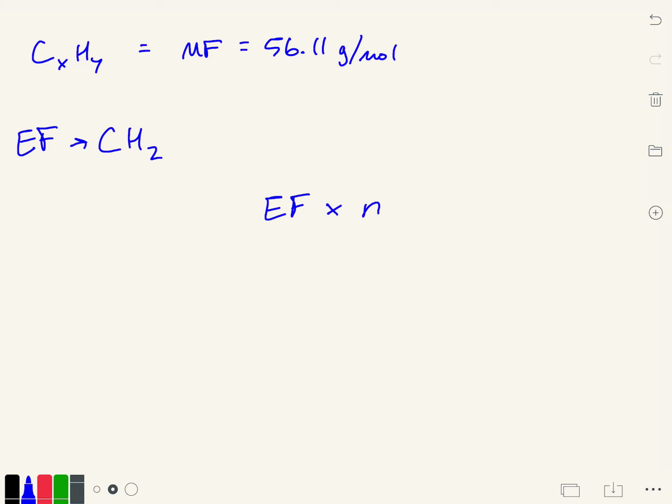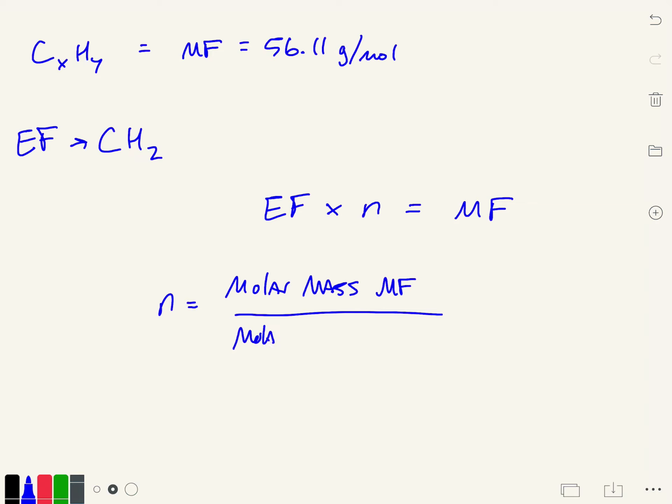All right, to get the molecular formula, we need the empirical formula. We need N, and we just multiply EF by N. Now, to get N is the molar mass of the molecular formula divided by the molar mass of the empirical formula. In this case, the molar mass of the molecular formula was given. Usually has to be. So what's the empirical formula's molar mass?